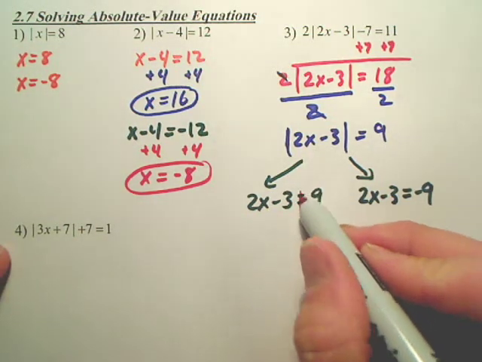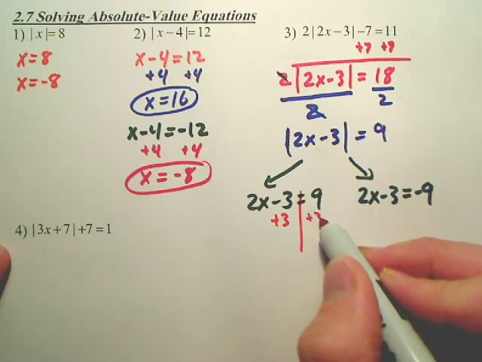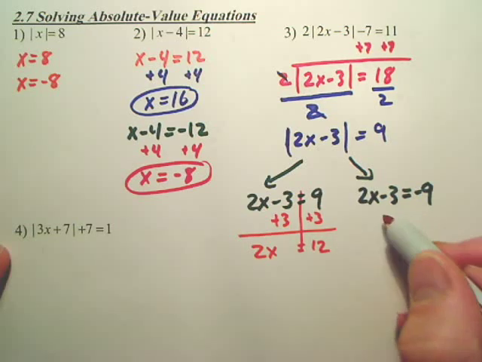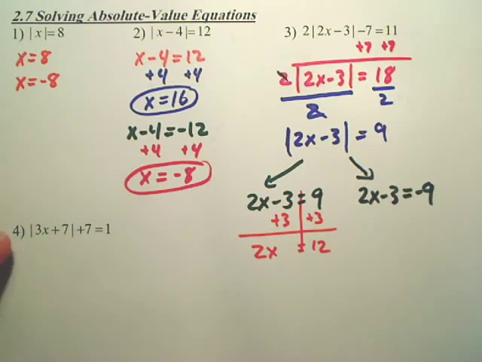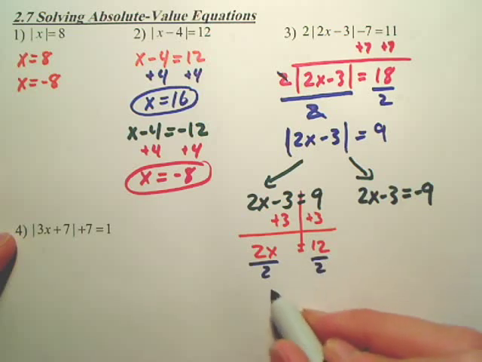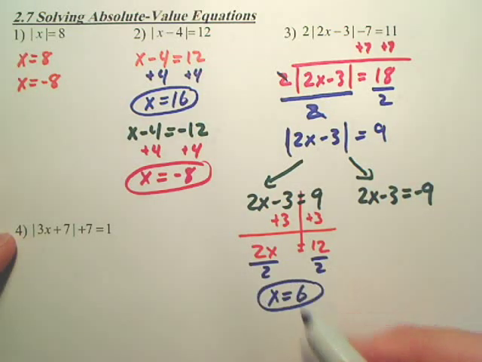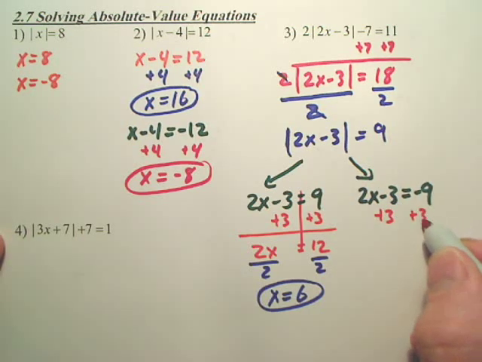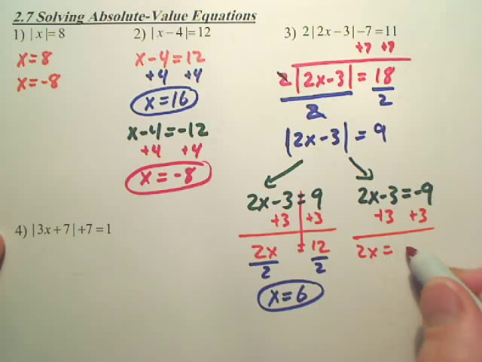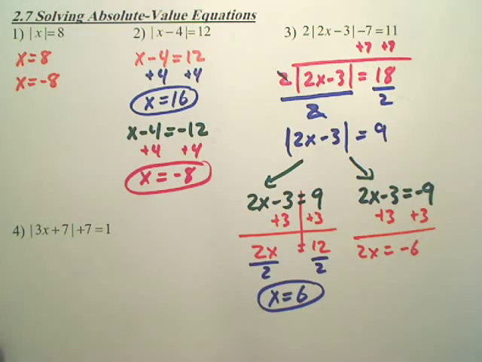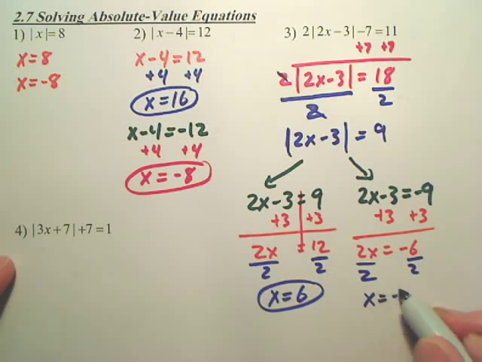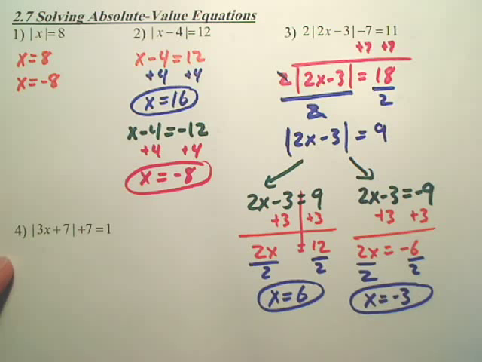So let's solve this. Add the 3 over. We now have 2x equals 12. And then we divide by 2. We got x equals 6. Over here, if we add the 3 over, we got 2x equals negative 6. Divide by 2. We got x equals -3. Two answers.